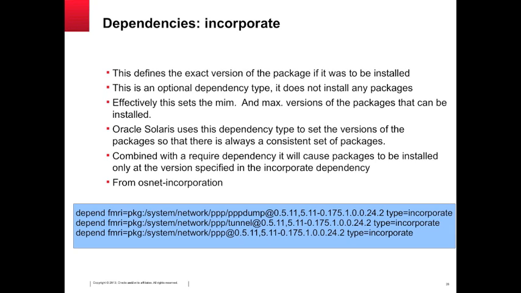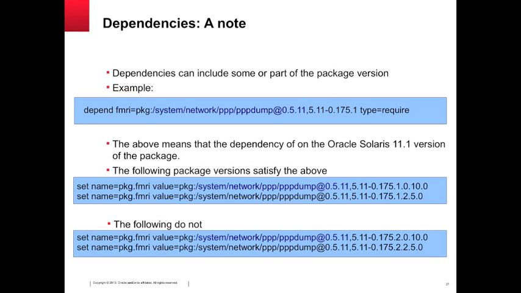Okay, are you happy with those? Okay. A note. So I sort of alluded to this earlier. Dependencies can include some or part of the version string. So example here, I've messed around with that one we had earlier. I put a required dependency on PPP dump, but only at 175.1, which is actually just the Solaris 11.1 version. So I don't care about any bug fixes or anything like that. That can be quite happily updated later because the bug fixes are at the version string down here.